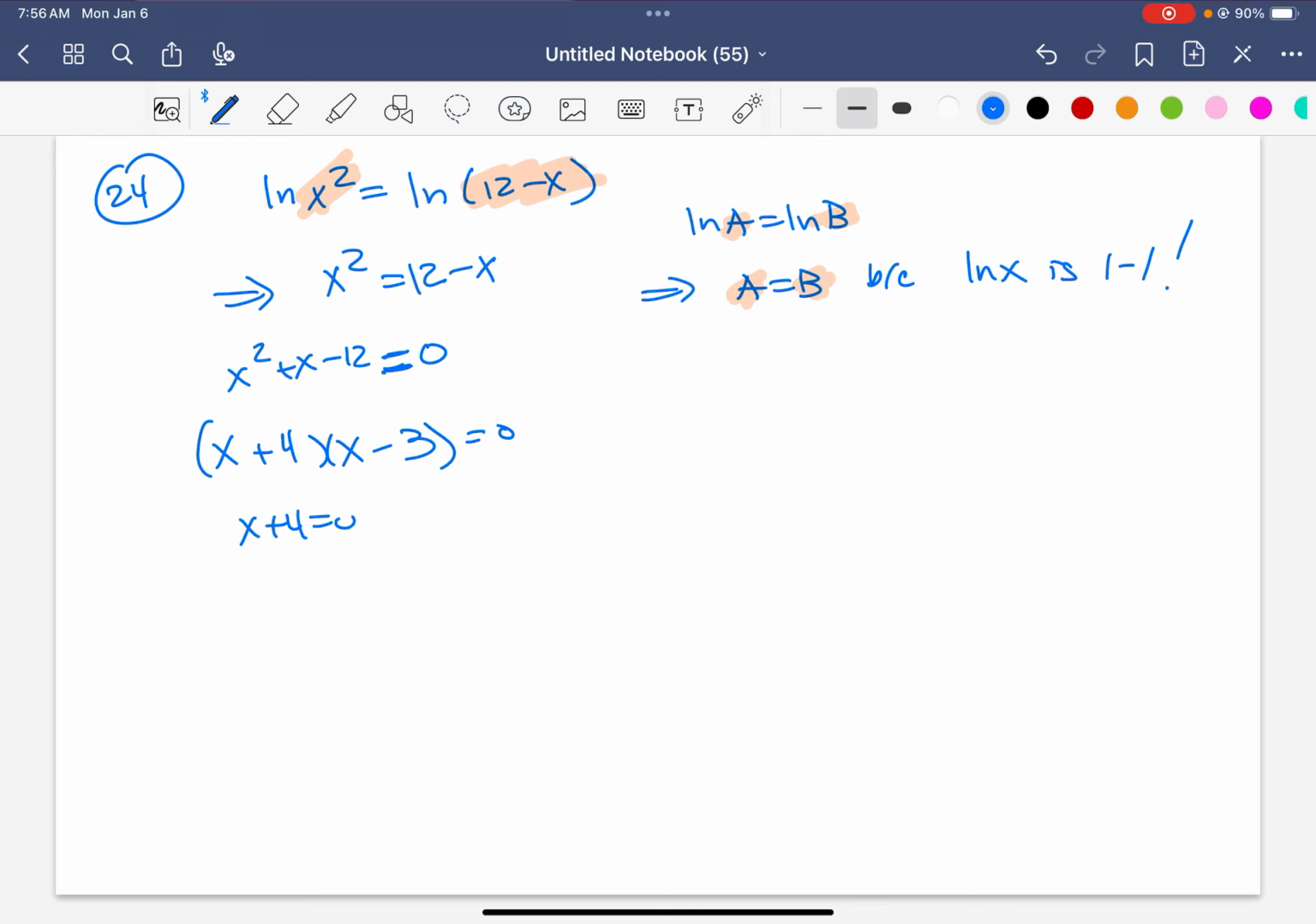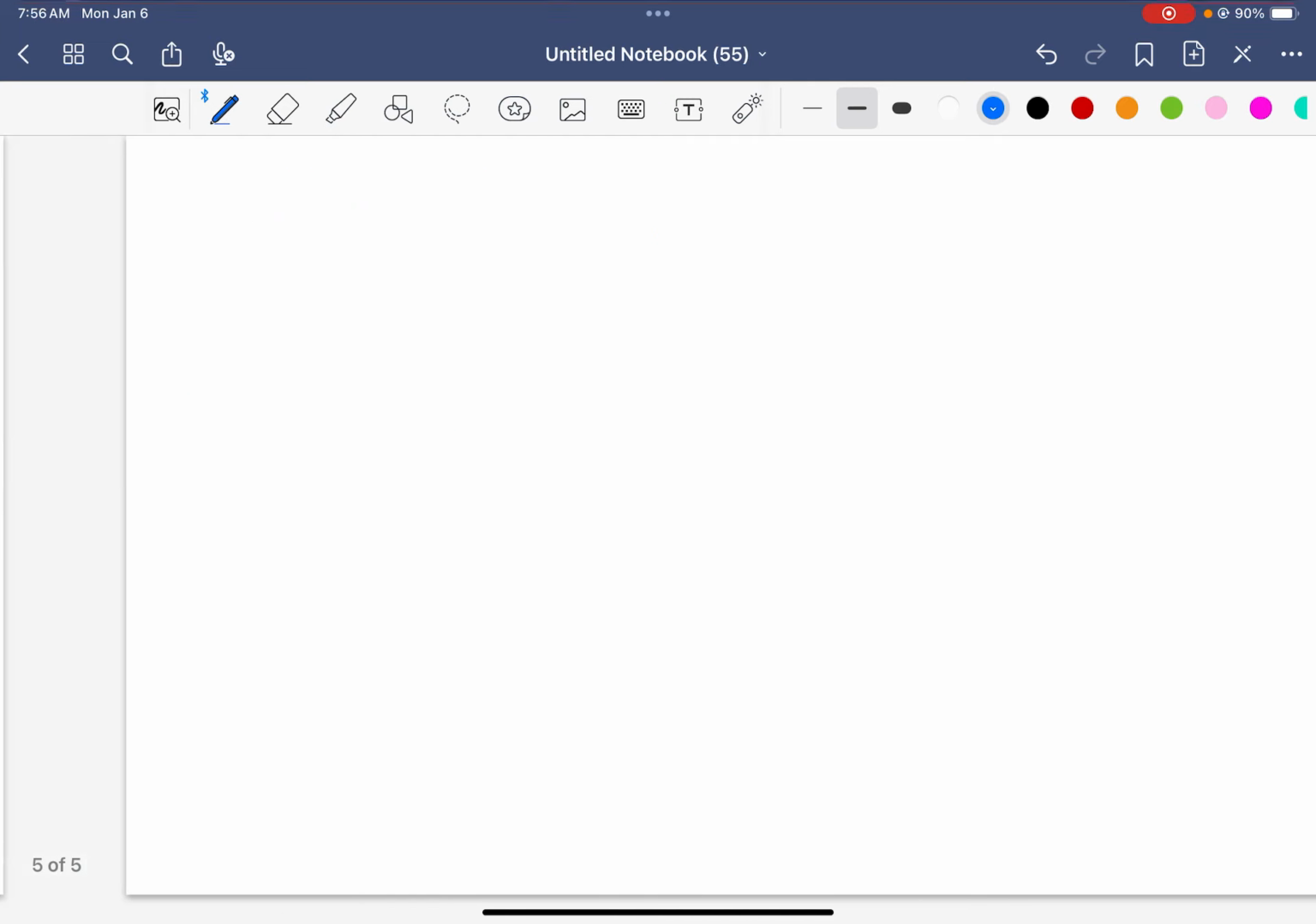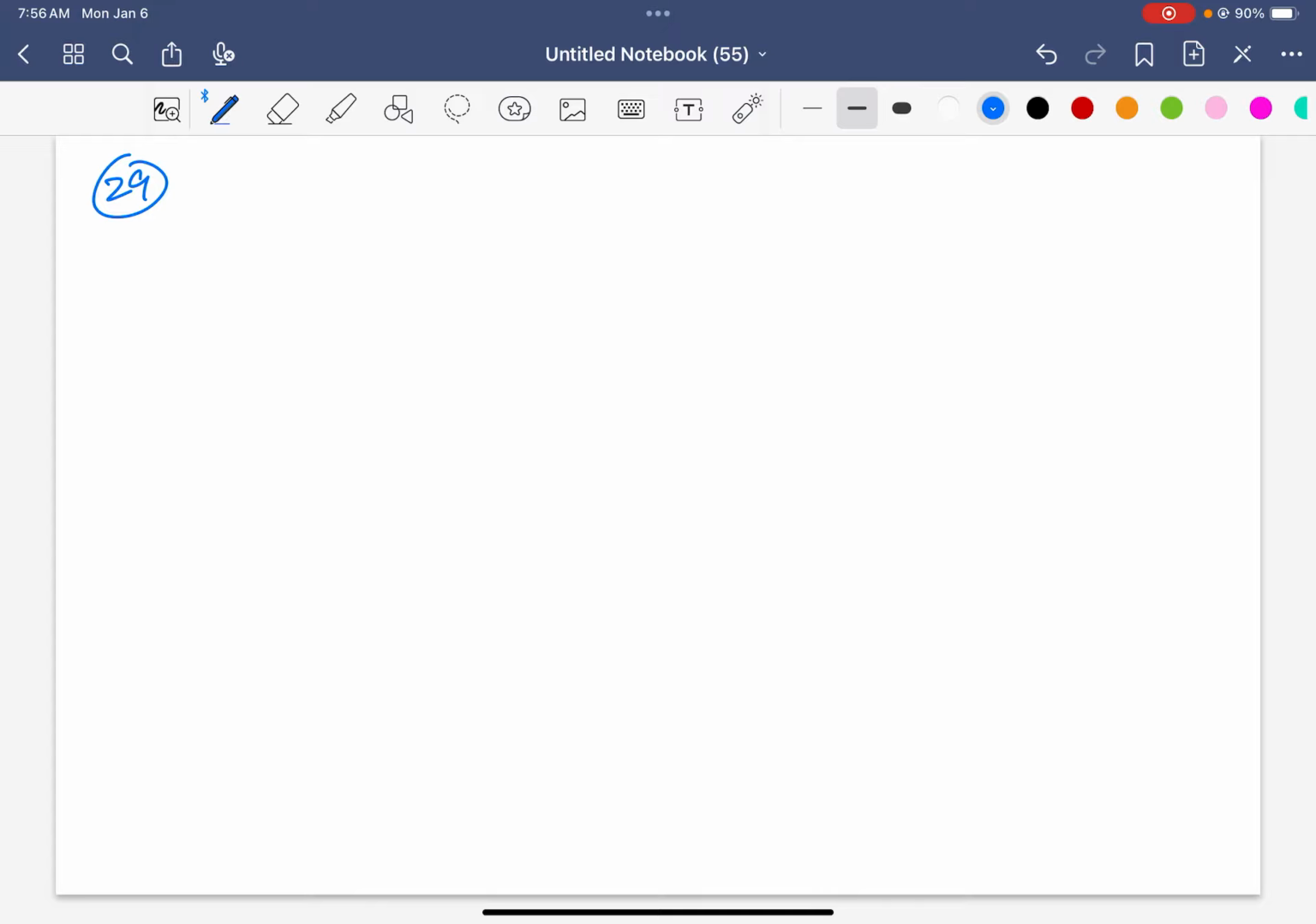And so either this is 0 or this is 0, which means you get, what, -4 or 3. Either one of those will work when you plug them back in. So you always need to double check to make sure you have an actual solution. So then we go on to number 29.